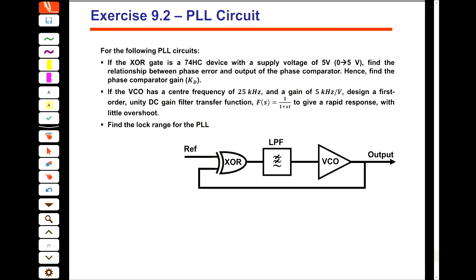All right, for question 2, it's mentioned that we have an XOR gate from the 74HC family, and the voltage supply is 5 volt. So your output is changing from 0 to 5 volt. When the supply of the digital logic is 5 volt, it means that the output is changing from 0 to 5 volt when it is HC CMOS, high-speed CMOS.